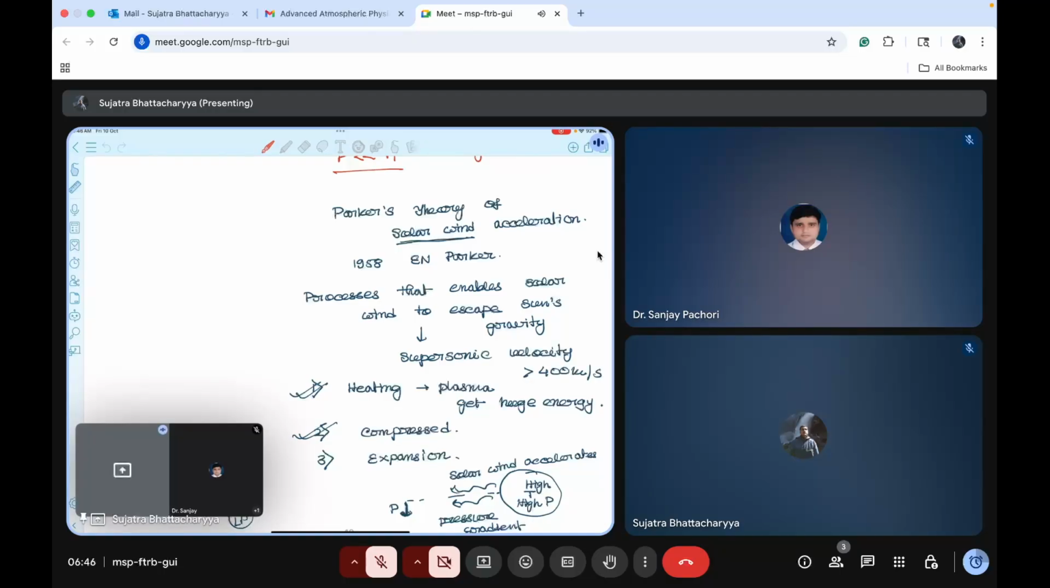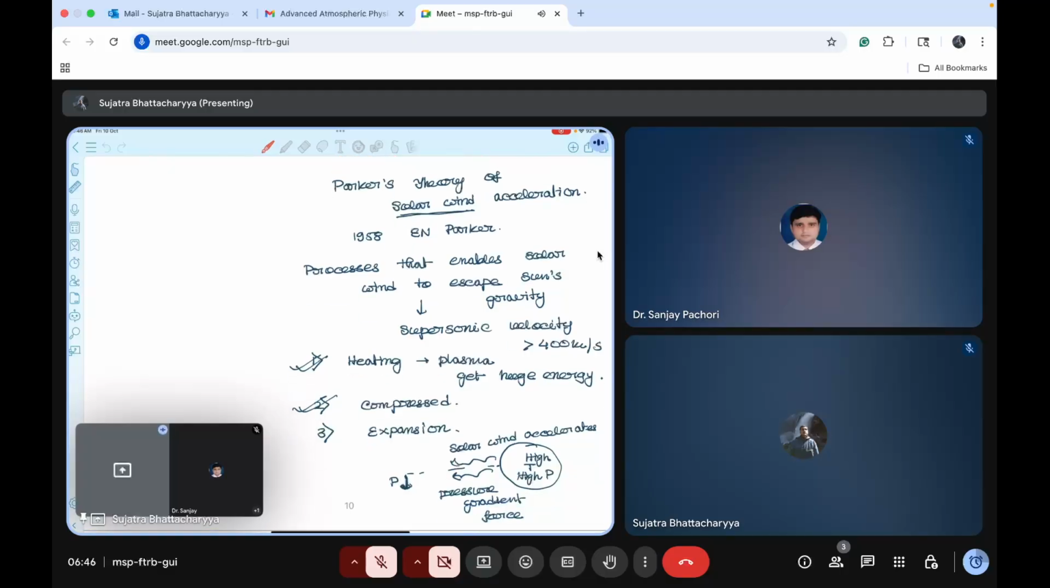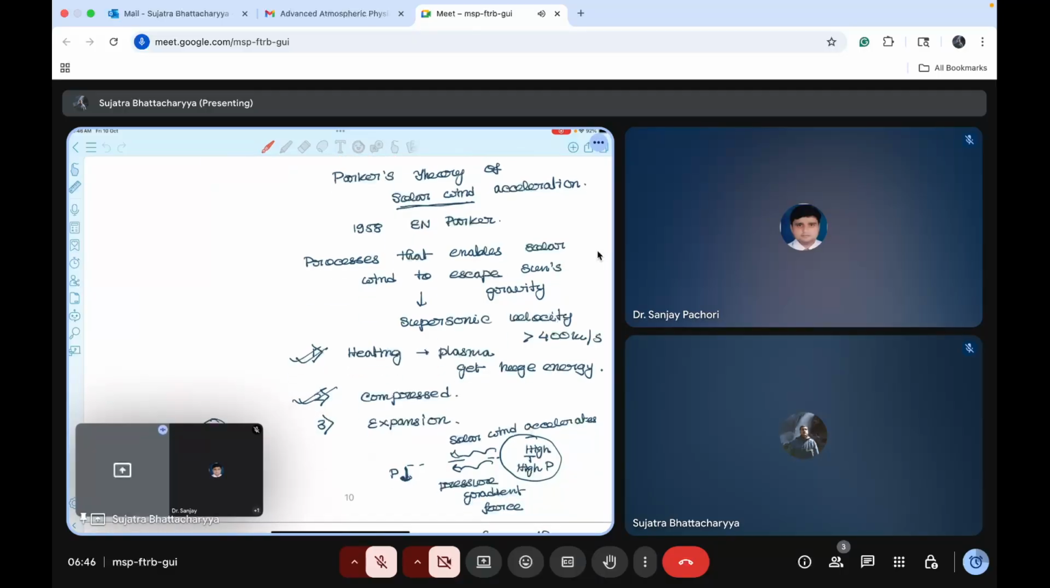Eugene Parker, 1958, has given this particular theory. The first thing we are talking about here is the processes that enable the solar wind to escape the sun's gravity. Because the mass of the sun is huge, 3 into 10 to the power 26 kg. So if the sun's mass is huge, then the gravity will be very strong. Then how is the solar wind escaping? That is the first question. And not only is the solar wind escaping, but it has a supersonic speed. That is very important. So how is the solar wind escaping the sun's gravity?